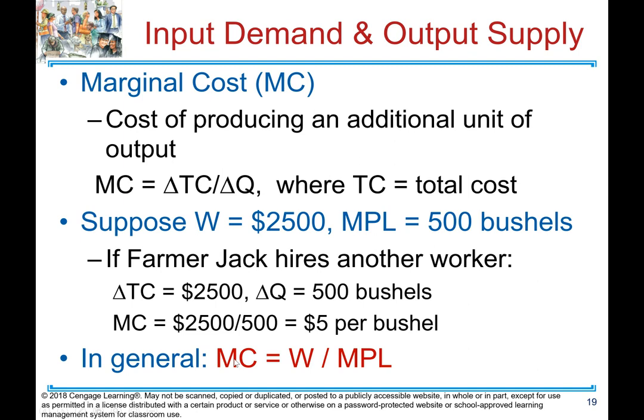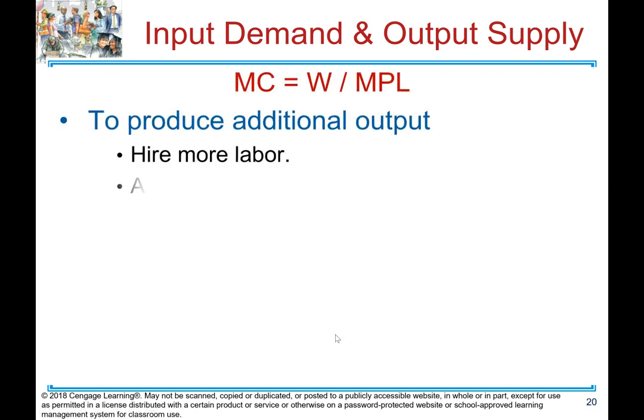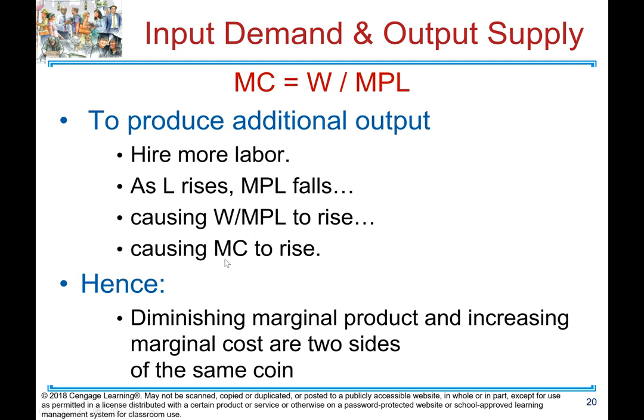In general, marginal cost is equal to the ratio of the wage rate over the marginal product of labor. To produce additional output, hire more labor. As labor rises, the marginal product of labor falls, causing the ratio of the wage rate to the marginal product to rise, causing marginal cost to rise. Hence diminishing marginal product and increasing marginal cost are two sides of the same coin.